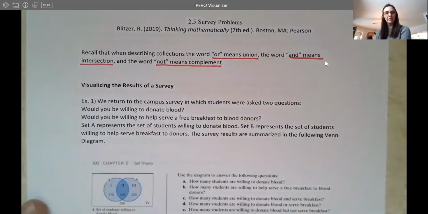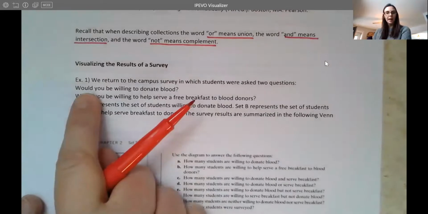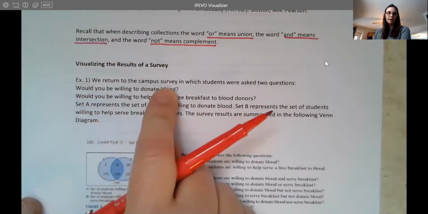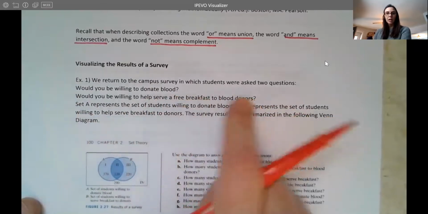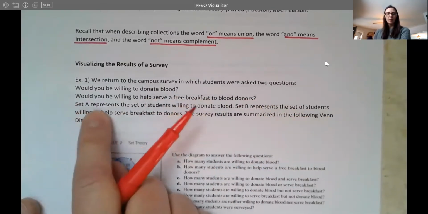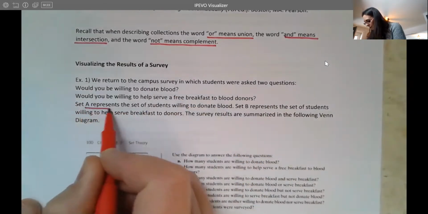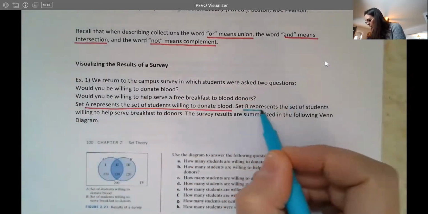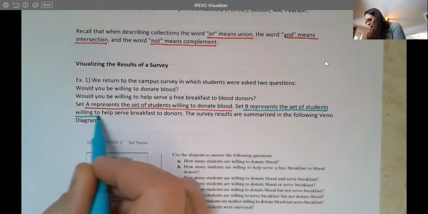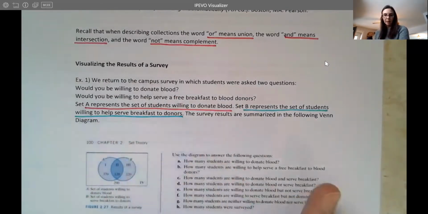So we're going back to that same example of would you be willing to donate blood or serve those breakfasts who do donate? So the two questions that were asked, as a reminder, were: would you be willing to donate blood? And would you be willing to help serve a free breakfast to blood donors? So we're going to let A be the set that represents students willing to donate blood. And we're going to let B be the set that represents students who are willing to help serve breakfast to donors. And then the survey results are summarized right here in the table.